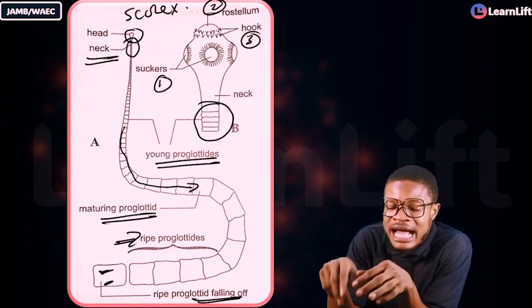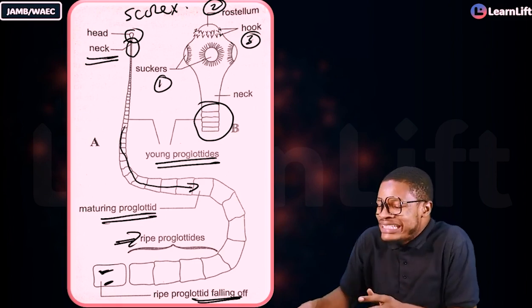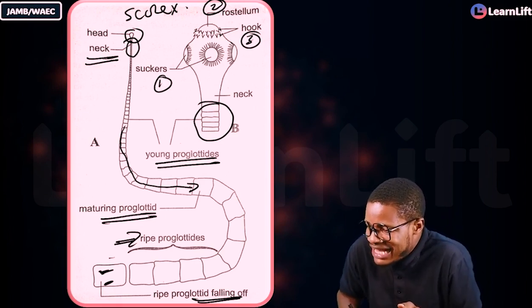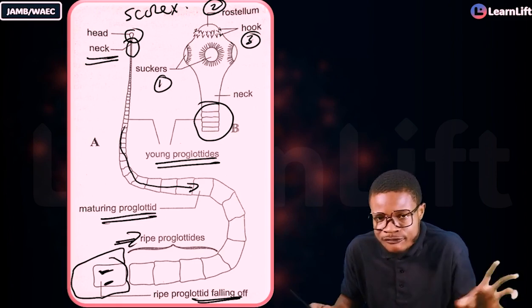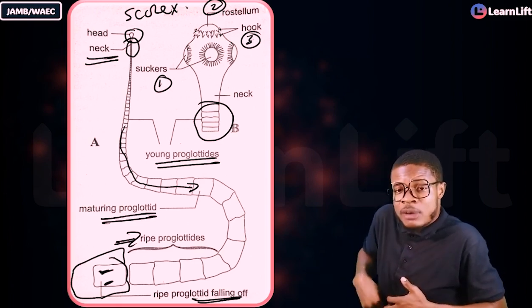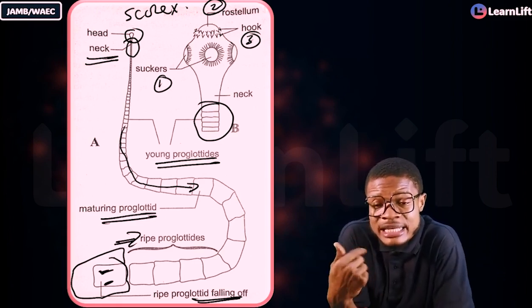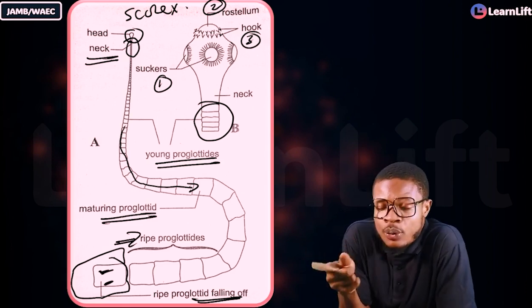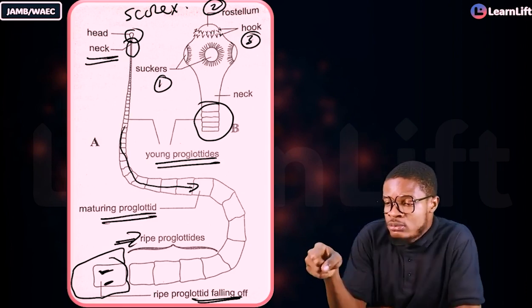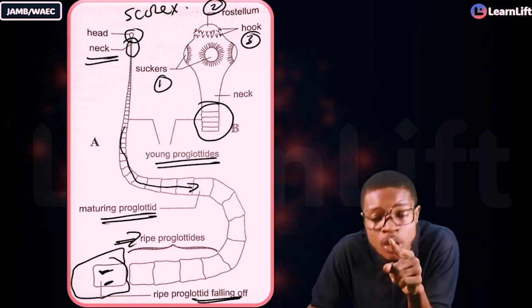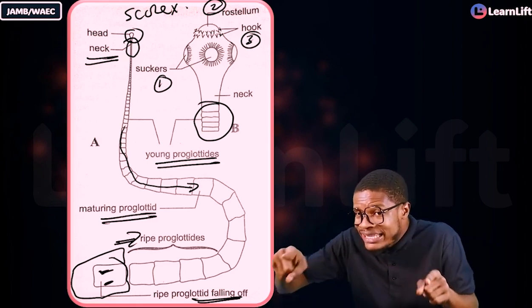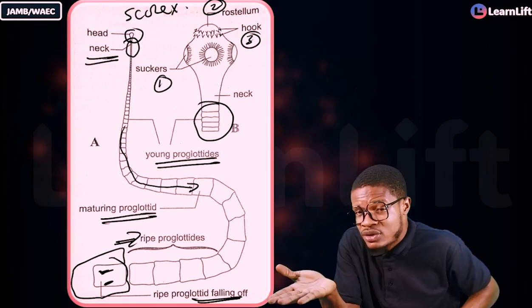As they fertilize each other, what happened? They now detach themselves. You see that this guy now has the ability to fall off, right? When they fall off in the small intestine, they will migrate to the large intestine in the body of man. From the large intestine, they will move to the rectum, from the rectum to the anus, and then you excrete it out of the body. We're not going to look at the entire cycle because they will not play with it in your exam.